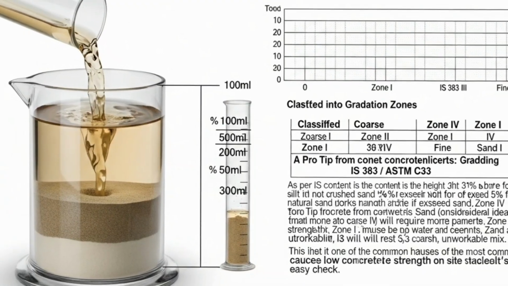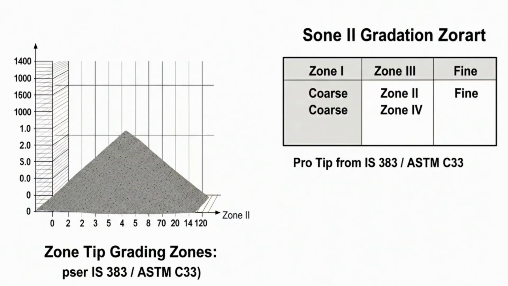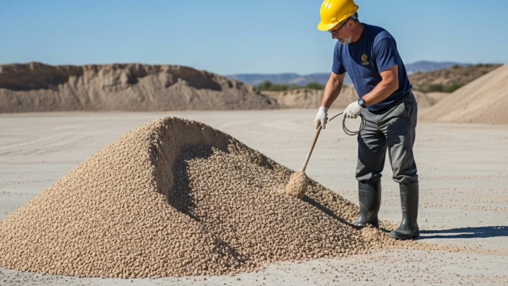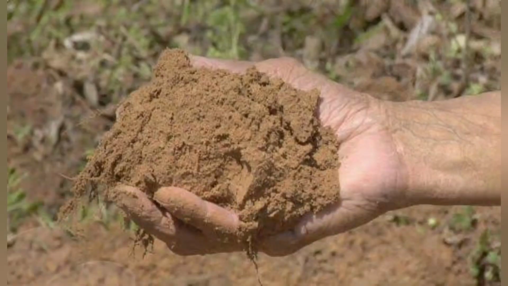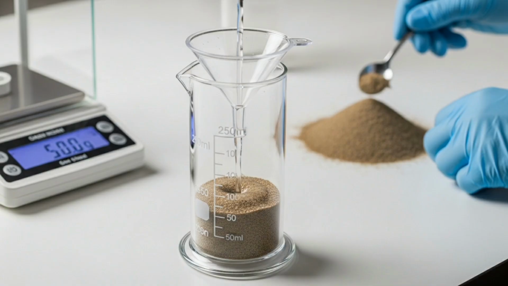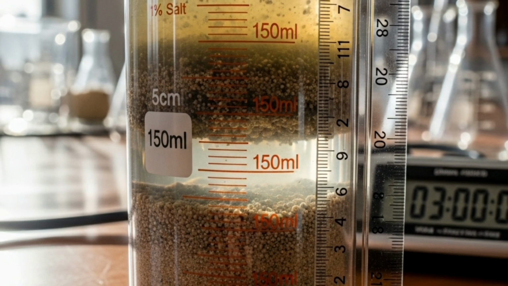They also increase the surface area of the aggregate, demanding more water to achieve the same workability, which weakens the concrete. The test is simple but powerful. We take a 50-gram sample of sand and place it in a 250 milliliter measuring cylinder. We add water until the level reaches 100 milliliters, then another 50 milliliters of a 1% salt solution to help the silt settle. We shake the cylinder vigorously and then let it sit for 3 hours.